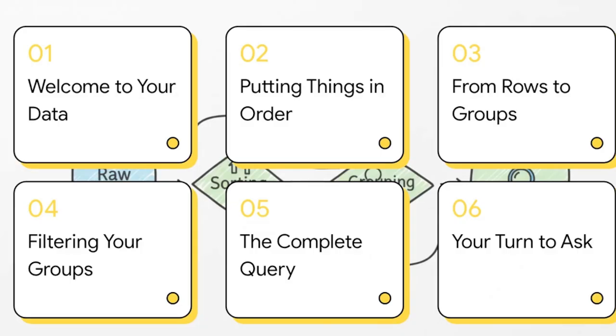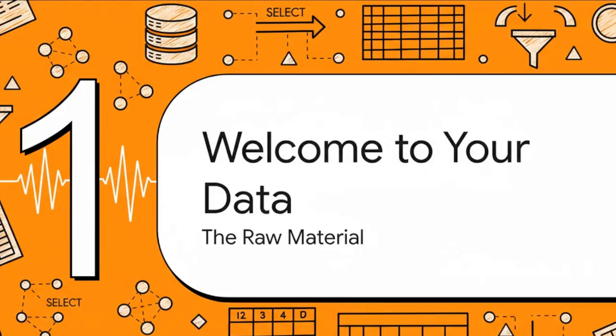First, we'll look at the raw data. Then we'll put things in order. After that, it's all about grouping to see the big picture, filtering out what we don't need, and then the grand finale, putting it all together. All right, let's get our hands dirty.